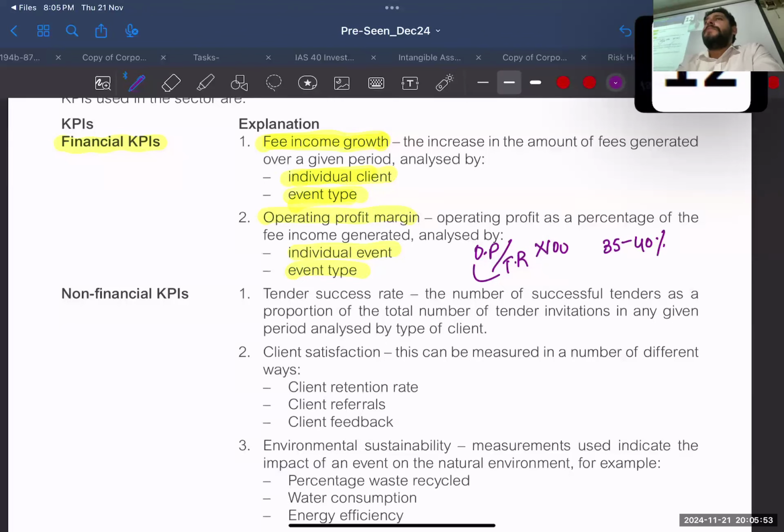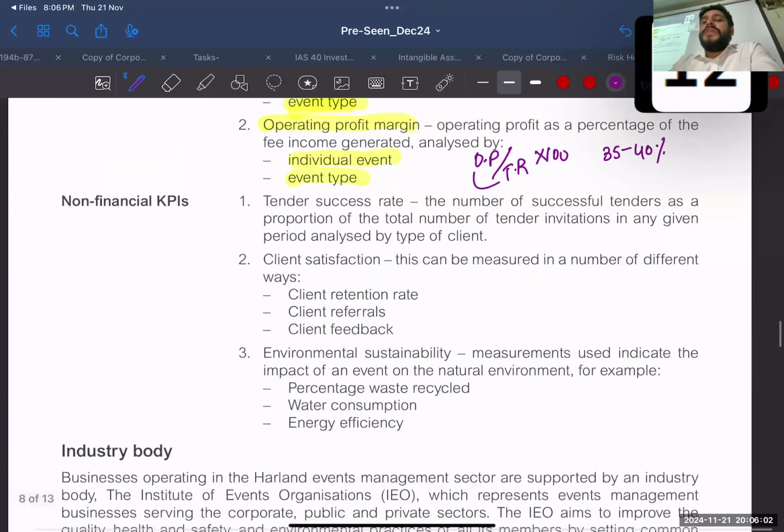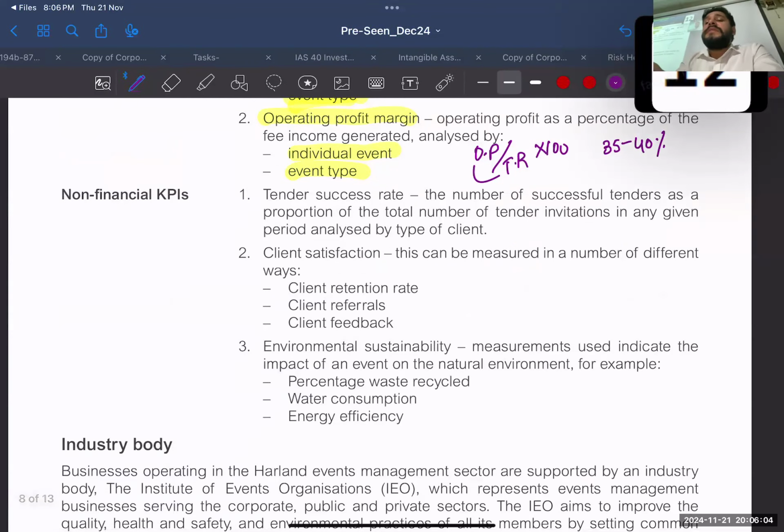That was only for one stream. For other streams, there are fixed incomes as well. But I'm just giving you a guess that 35 to 40% of the total fee charge is being earned by the event management company. Now, non-financial KPIs, which means tender success rate. Let's suppose during the year, we have sent 10 tenders, and out of 10, we were able to attain 5 successful tenders. 50%. The number of successful tenders as a portion of the total number of tenders invited in a given period is analyzed by the client.